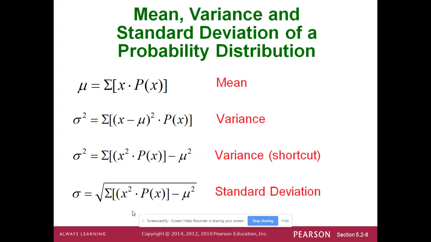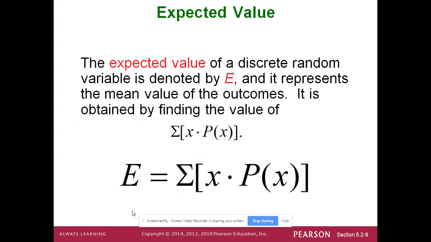Mean, variance, and standard deviation of a probability distribution. Expected value. This is an important one. It's big. Expected value of a discrete random variable is denoted with the capital E. So if you see capital E in one of your problems, they're talking about expected value.